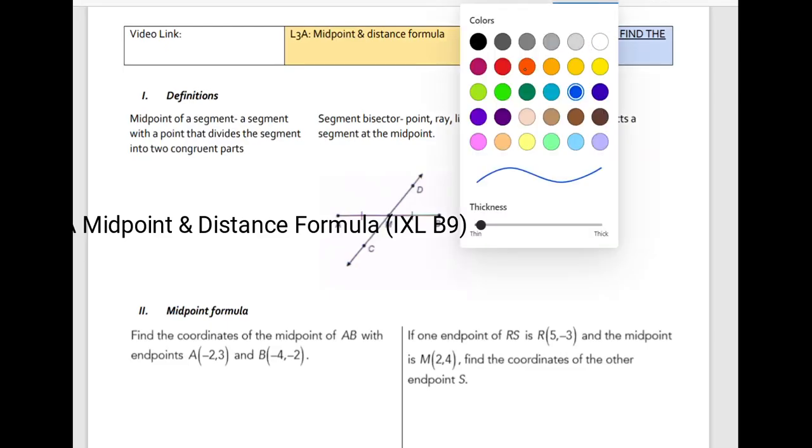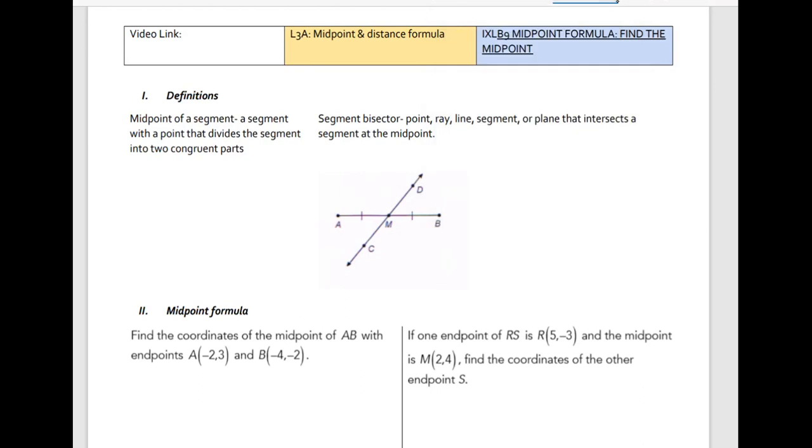Okay, we're going to look at midpoint and distance formula. First is the definition of midpoint. Midpoint of a segment. So a segment with a midpoint is a point that divides a segment into two congruent parts.